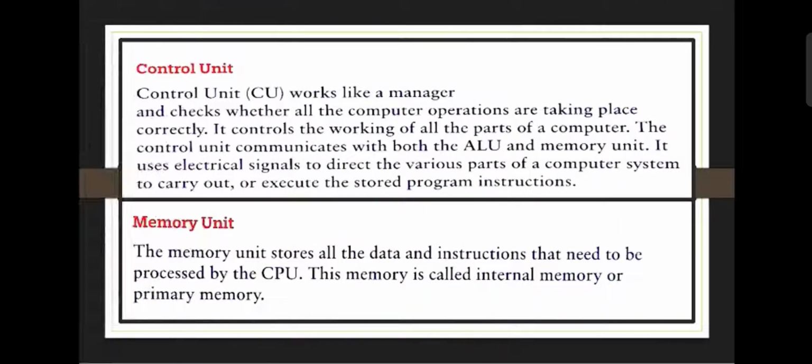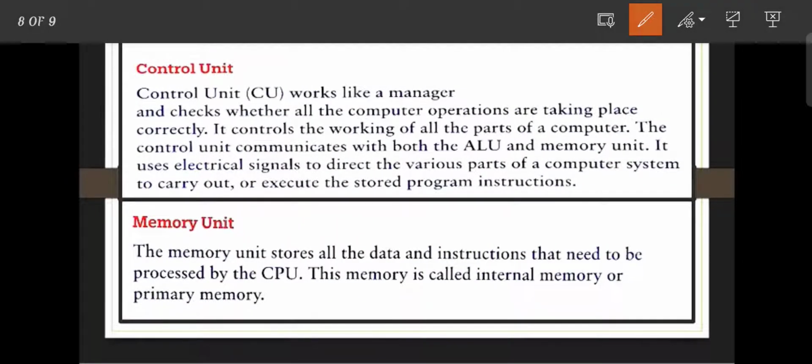The next part is the control unit. The control unit works like a manager and checks whether all the computer operations are taking place correctly. It controls the working of all parts of the computer. The control unit communicates with both the ALU and the memory unit. That means the control unit is a communicator.